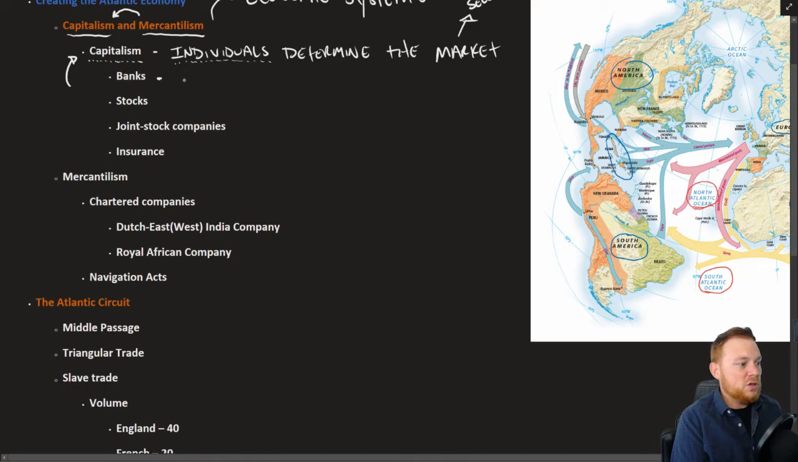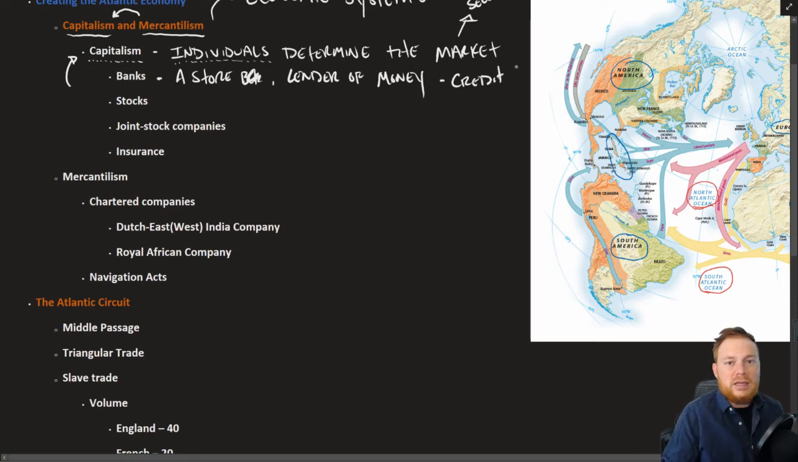Banks, of course, banks are important as not only a store, but also a lender of money. Very important feature of a capitalist system is credit. The ability to lend out money and then get it back, charging interest. Banks existed in Europe prior to this Atlantic system, prior to Christopher Columbus, but were really only used for the local economy. Many of those banks then became investors in a lot of these trading ventures overseas.